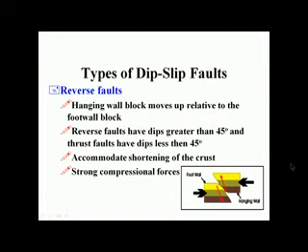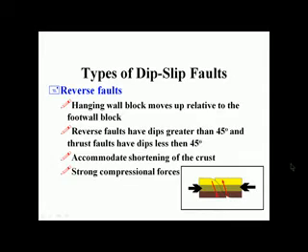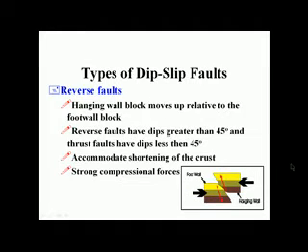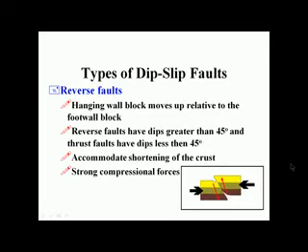Types of dip slip faults. Reverse faults: a hanging wall block moves up relative to the footwall. Reverse faults have dip greater than 45 degrees, and thrust faults have dips less than 45 degrees.